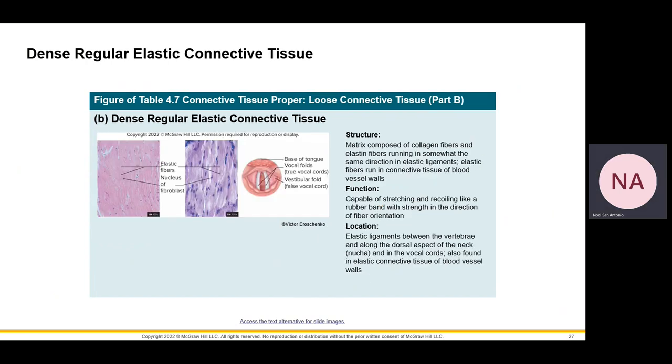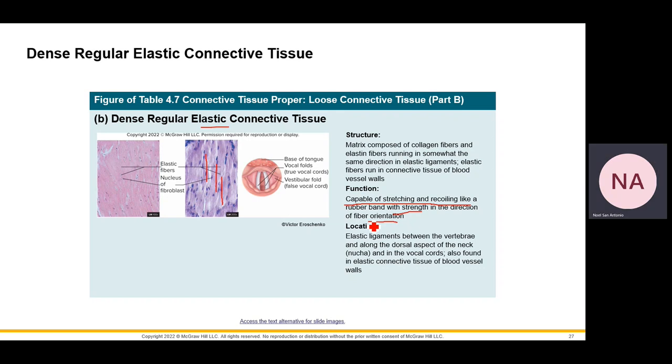Okay. Then you have your dense regular elastic. When you say dense regular elastic connective tissue, they are composed mainly of elastin. But just like your dense regular collagenous, the fibers also run parallel to each other, so it is classified as regular. Okay? Since they are elastic, they are capable of stretching and recoiling like a rubber band, with strength in the direction of the fiber orientation.